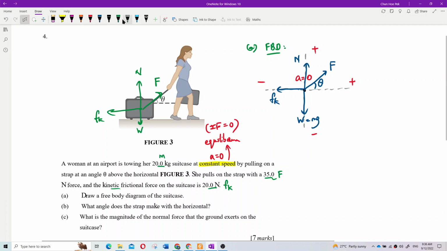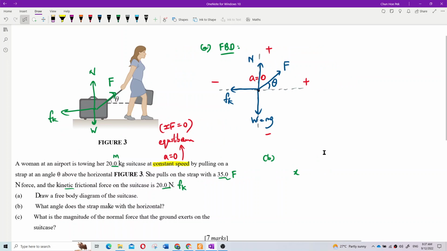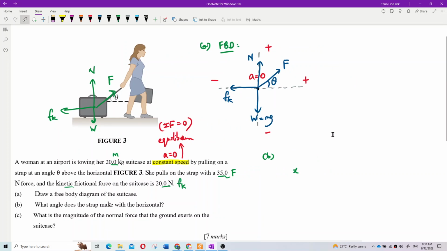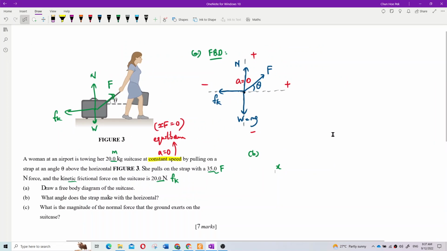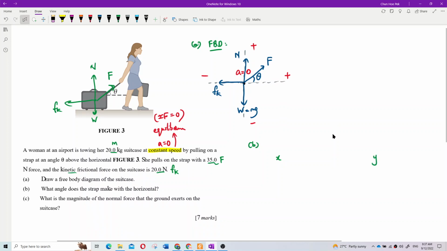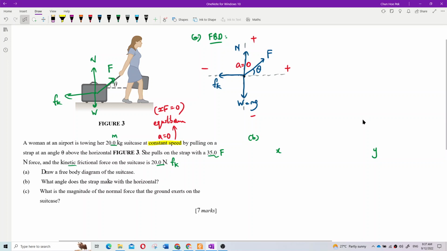Okay, so we continue with question B. We need to do the XY components. Understand? You need to do XY components. You need to adjust it a little bit here. Is it too small for you? Can you see the things here? It's better if you use a PC or a laptop, then it's a bigger screen for you.